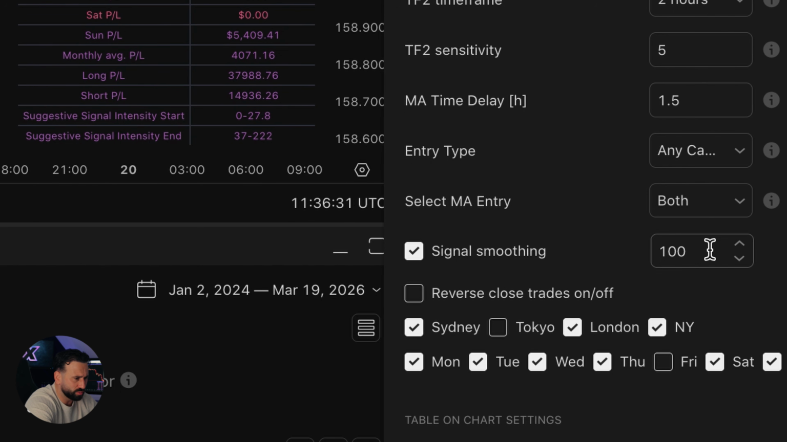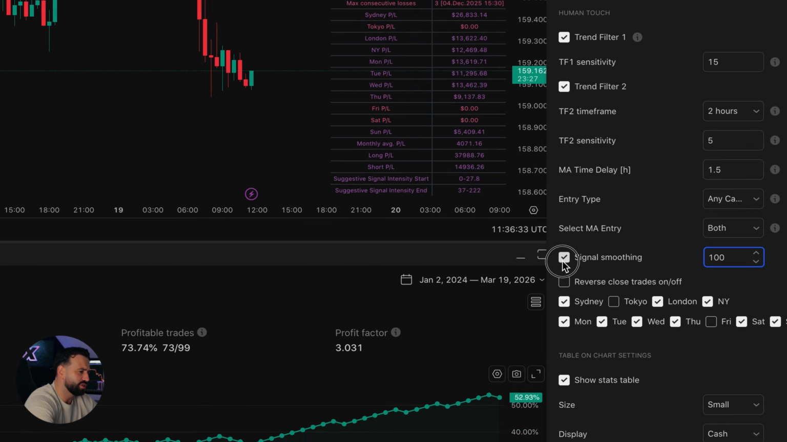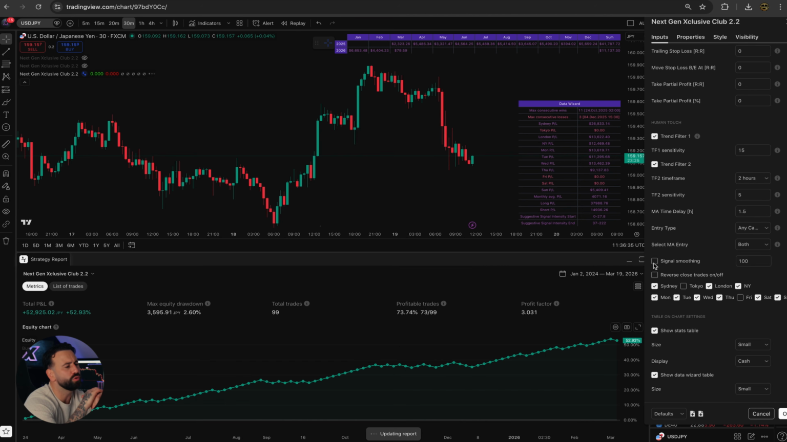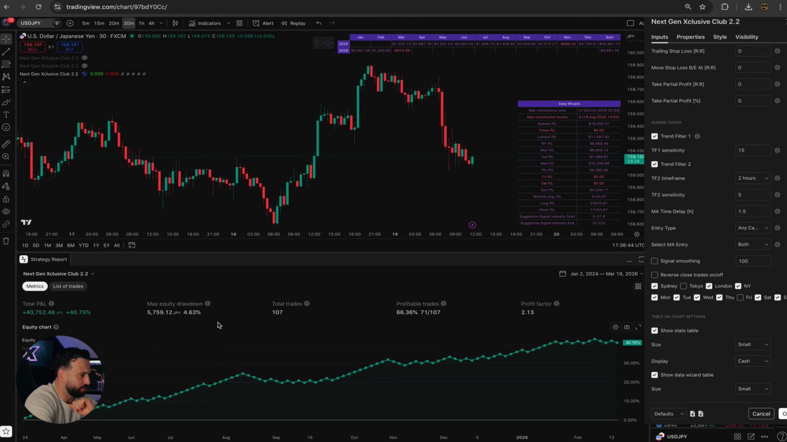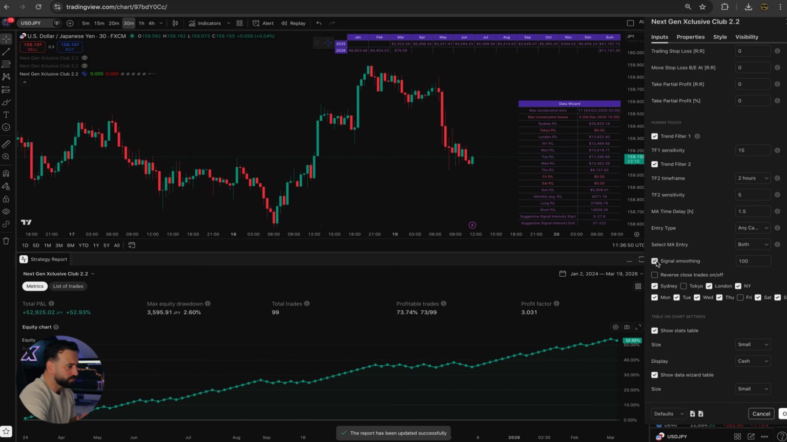Great. Now signal smoothing. Let's see what happens if we turn this off. Signal smoothing will remove bad trades, which is what we want, right? We want less bad trades, more good trades. As you can see, with signal smoothing off, drawdown's gone up, profits come down, strike rates come down naturally because we've got more bad trades. I'll turn signal smoothing on. What happens is we increase our strike rate, great, drawdown gets lower, profit gets higher.